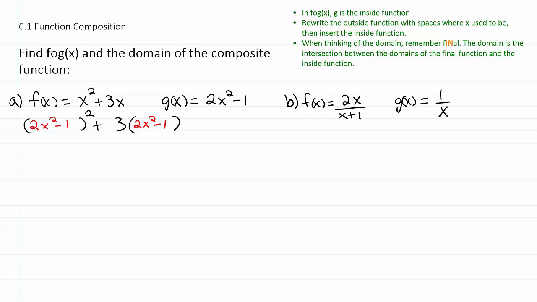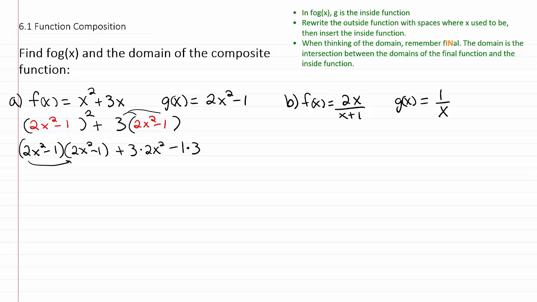Now from there, we just do the work that's implied by the expression. So we have 2x squared minus 1 squared. So we have to write that down twice and multiply, right? Plus 3 times, we can actually work this one out as we go, right? 3 times 2x squared minus 3 times 1, right? Or minus 1 times 3, however you want to look at that. Okay, either way, let's go ahead and do the foiling then.